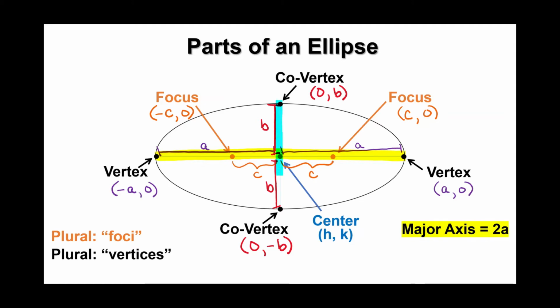So now I've got the other axis that I'm highlighting in blue here. That is called your minor axis. And the length of that is 2B, because the distance from the center to the co-vertex is B, and I've got 2 of those to show the length of the entire minor axis. So that's 2B. And now let's move on to some equations of ellipses.